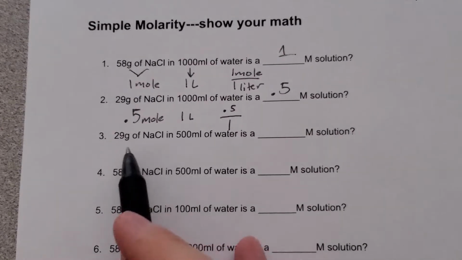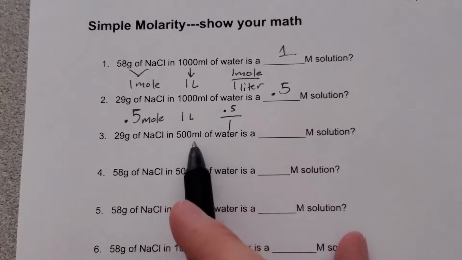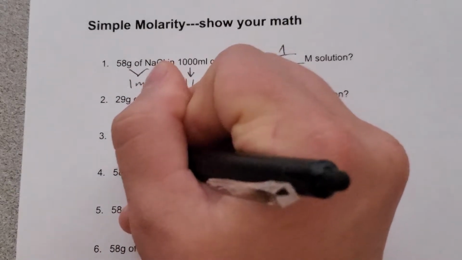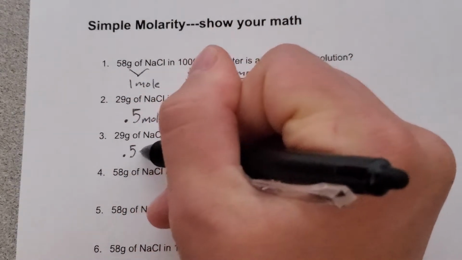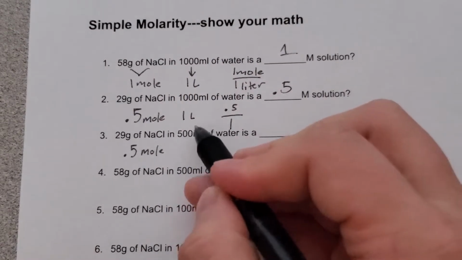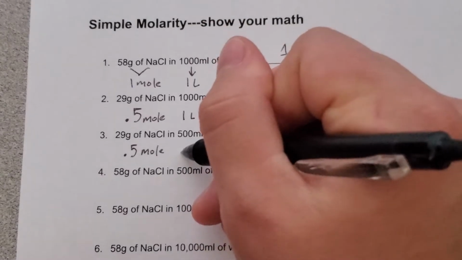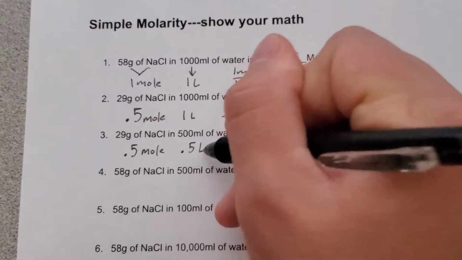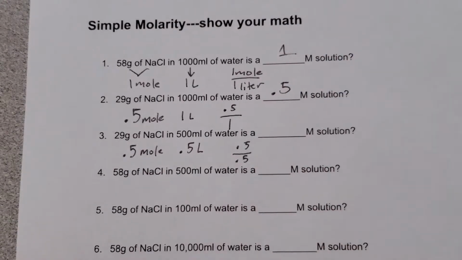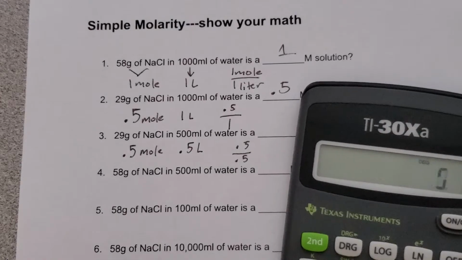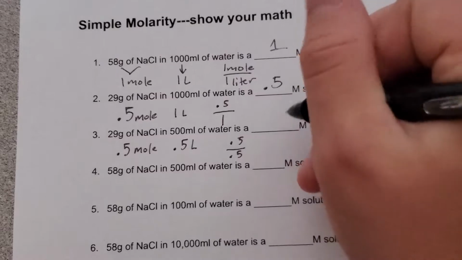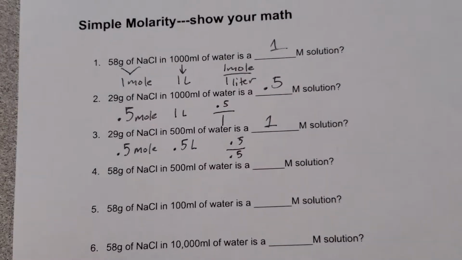Let's look at this. 29 grams of NaCl in 500 milliliters of water. So this stays the same, so this is still 0.5 mole. 500 milliliters is half of a liter, so that's 0.5 liters. So it's going to be 0.5 divided by 0.5. Equals 1. So this is a 1 molar solution.